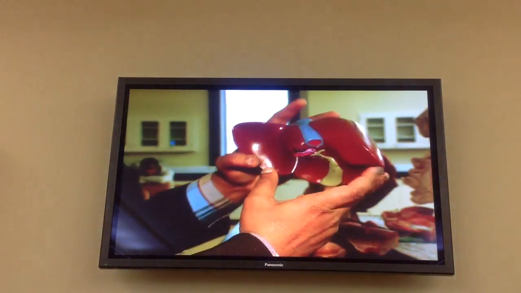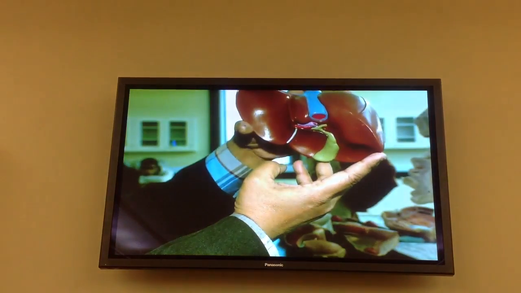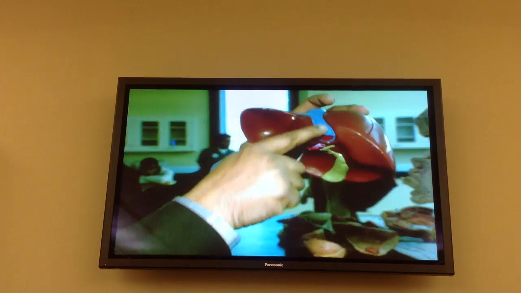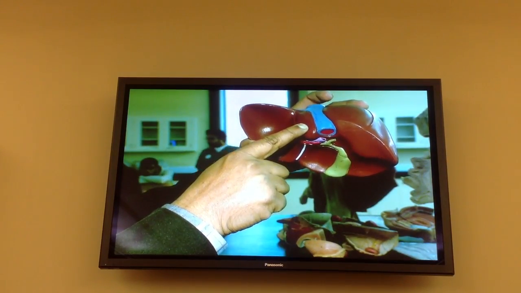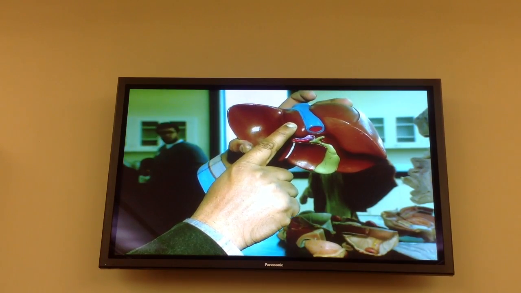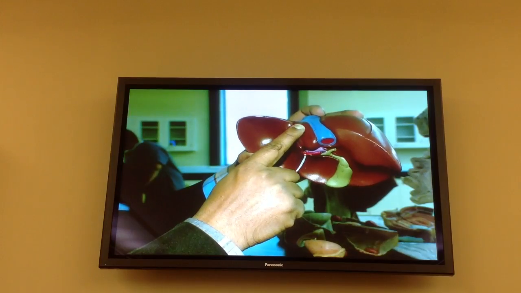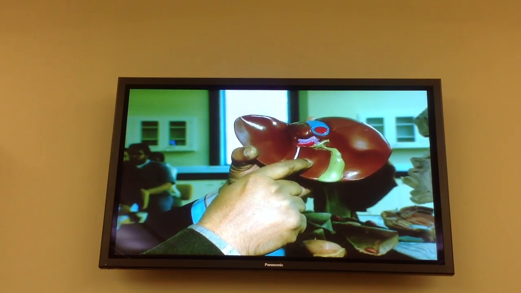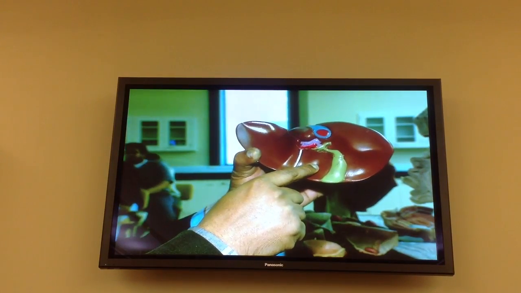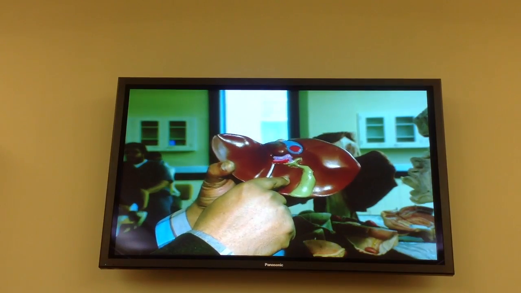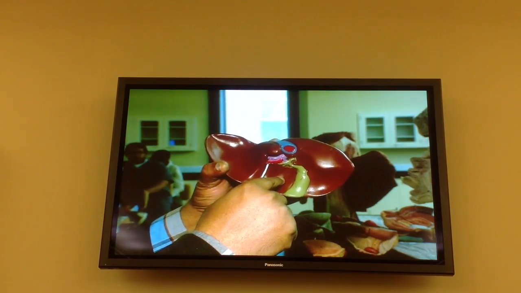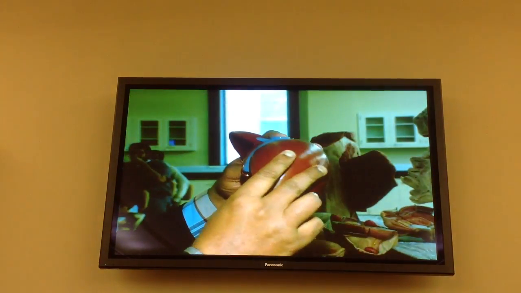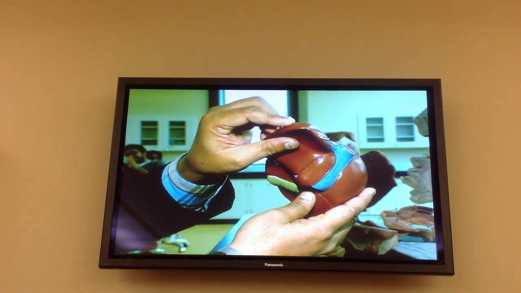So when you pick up the liver in an anatomical position, this lobe, which is closer to the blue vessel, is called caudate lobe. C-A-U-D-A-T-E. Caudate lobe. And this lobe is quadrate. Q-U-A-D-R-A-T-E. Quadrate lobe. Okay? And definitely, the big lobe is right lobe, the small lobe is left lobe.